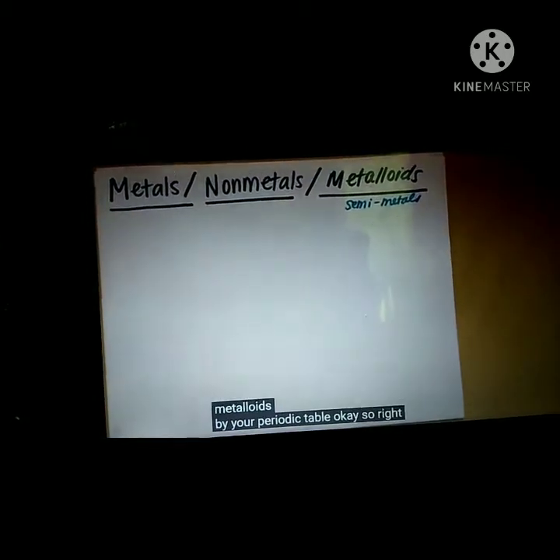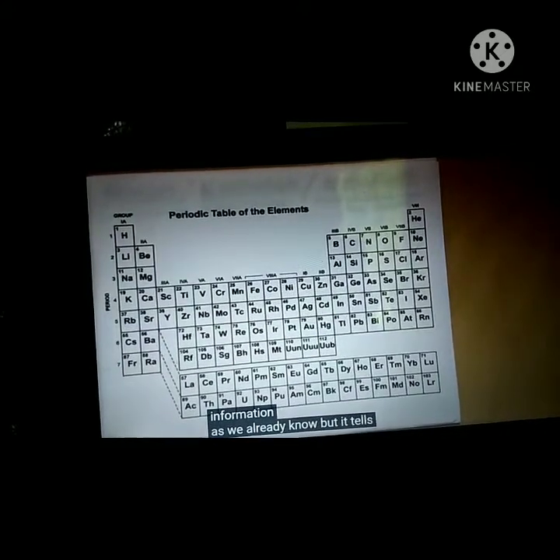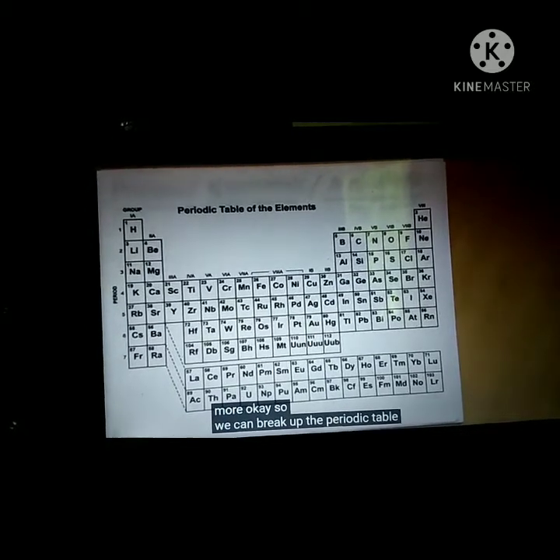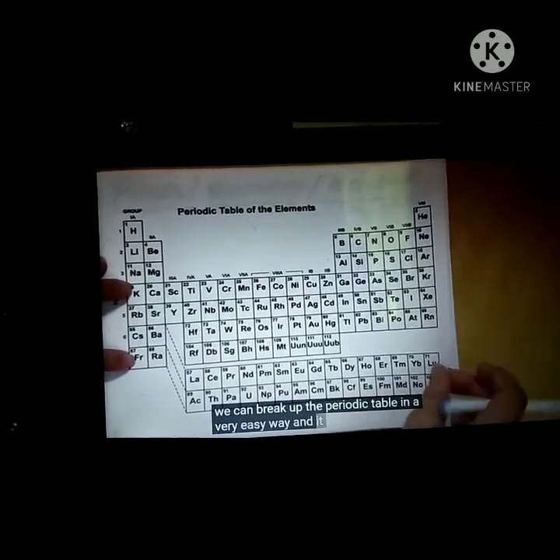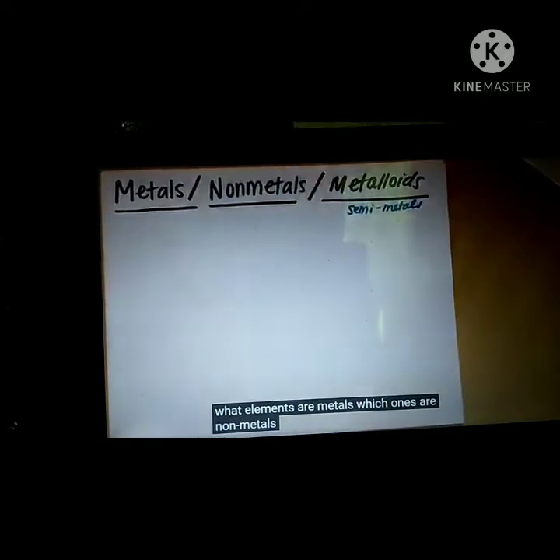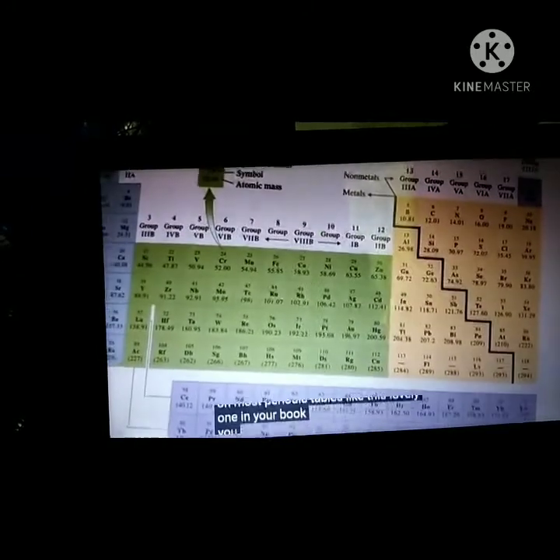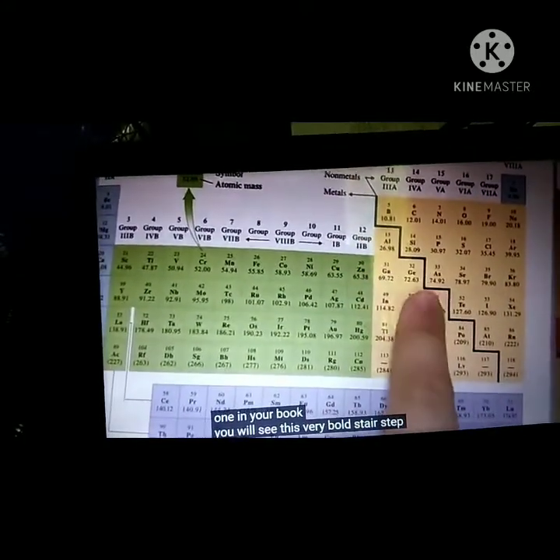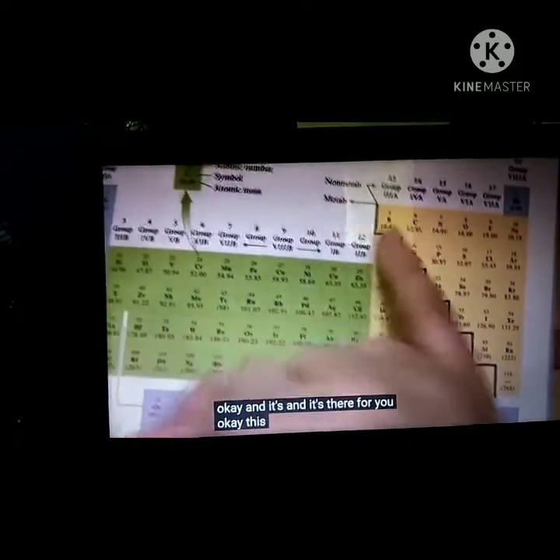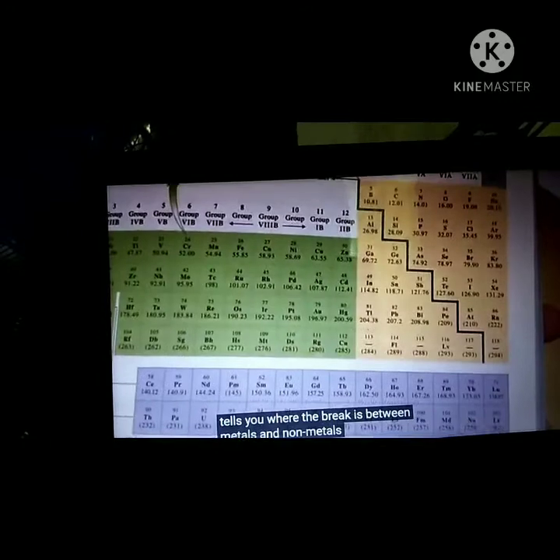Okay, so your periodic table tells you a lot of information, as we already know, but it tells you even more. We can break up the periodic table in a very easy way, and it will tell us which elements are metals and which ones are non-metals. On most periodic tables, like this lovely one in your book, you will see this very bold stair step down. This stair step tells you where the break is between metals and non-metals.